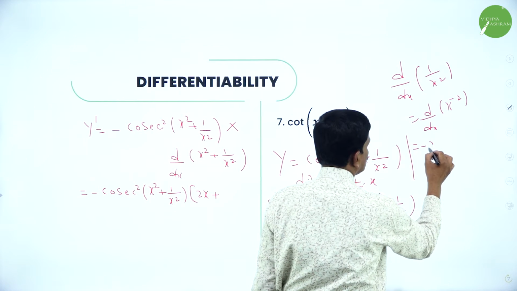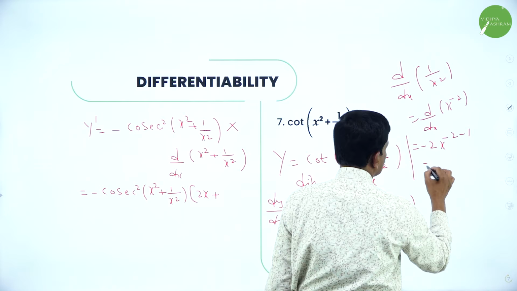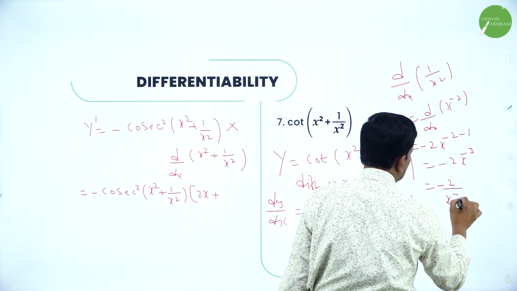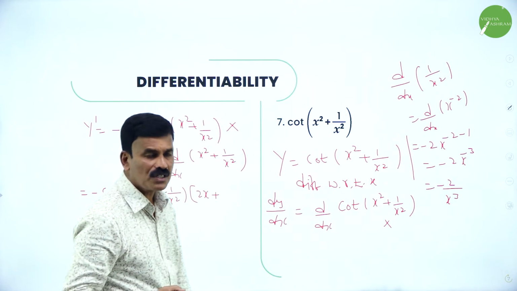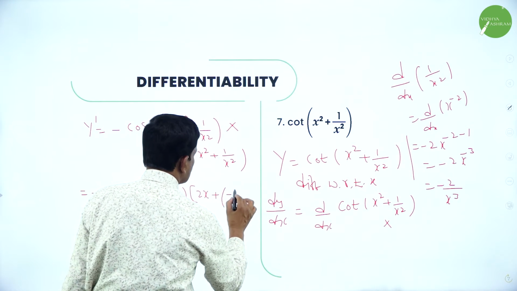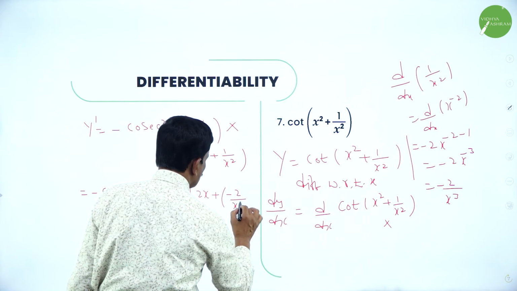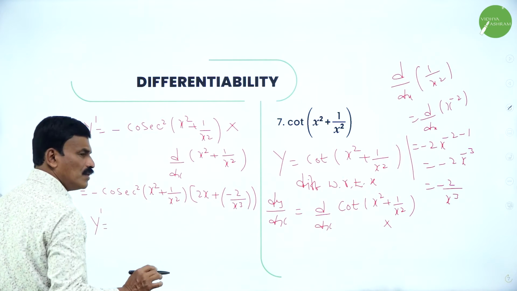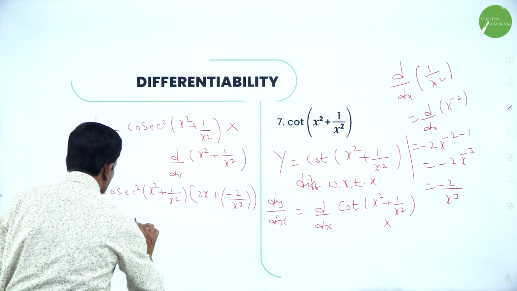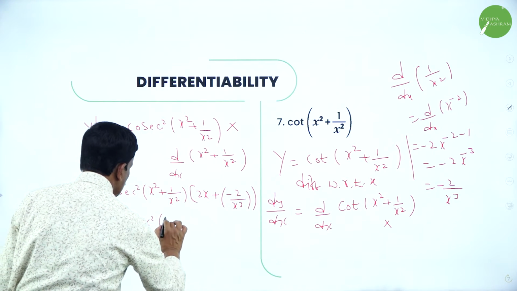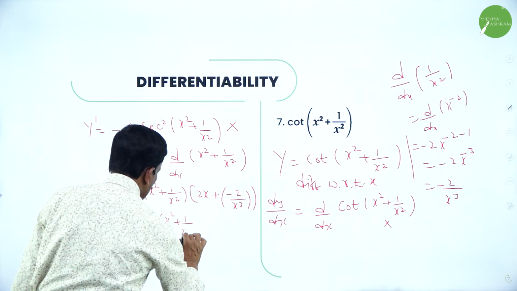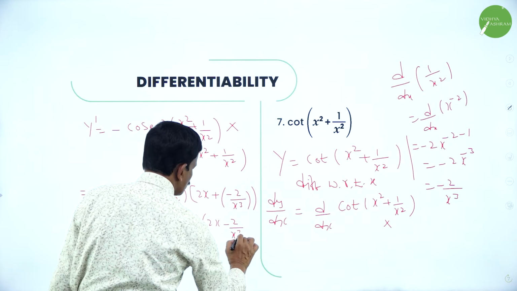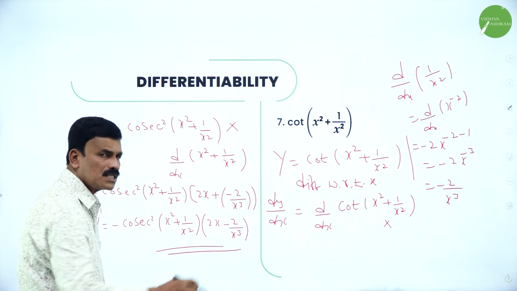What is n here? n is minus 2, x to the power of minus 2 minus 1, minus 2 x raised to minus 3. This is minus 2 by x cube. So differentiation of 1 over x square is minus 2 divided by x cube. Now simplify this. So therefore the required answer dy by dx or y dash is equal to minus cosecant square x square plus 1 by x square into 2x minus 2 by x cube. This is the simplified answer.